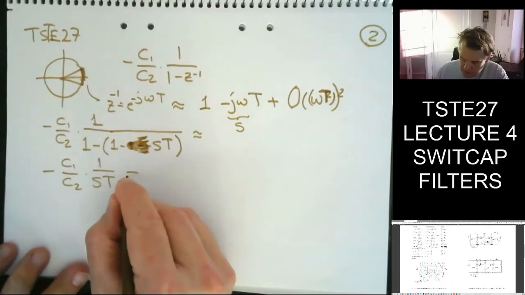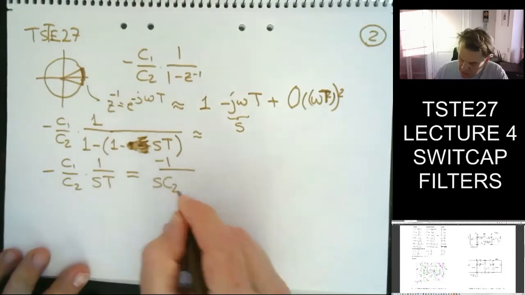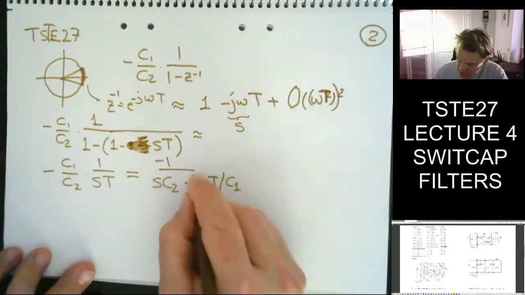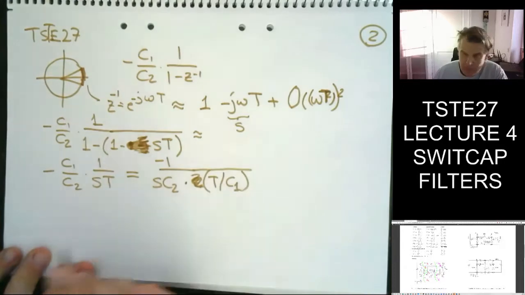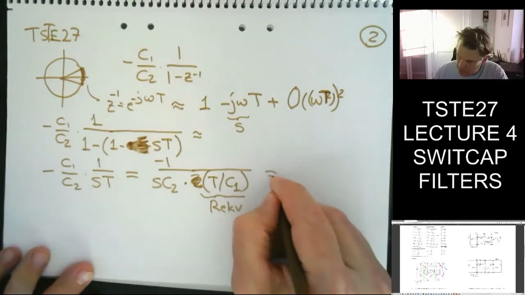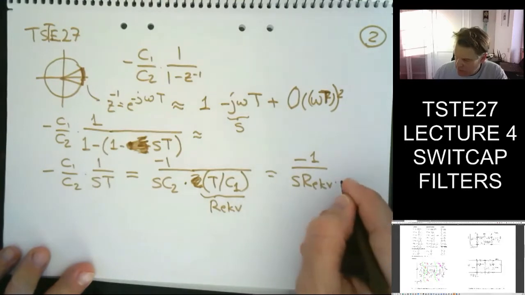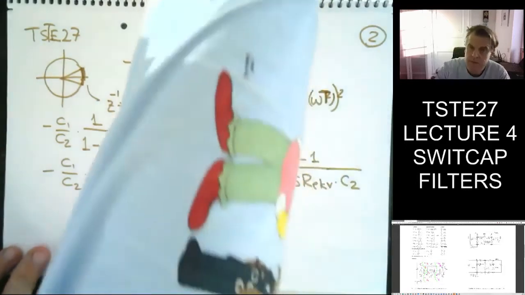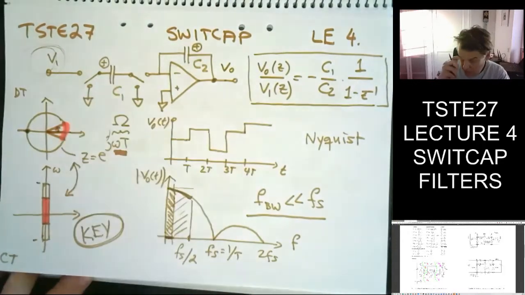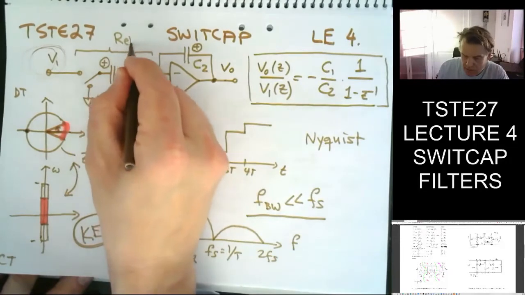And then this in turn we can write as minus 1 over sC2 times T divided by C1, like this. And this was our equivalent resistance. So this is now equal to minus 1 over s R equivalent times C2, from last week. So this is C2 and that's C1. And this switching happening here was the equivalent resistance.